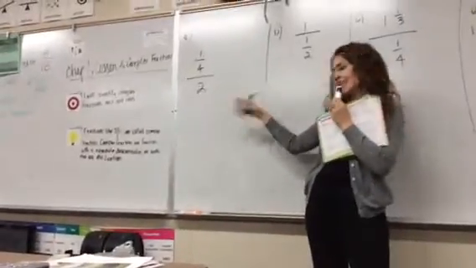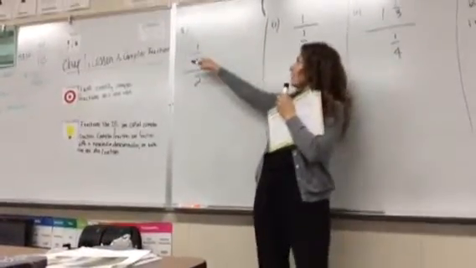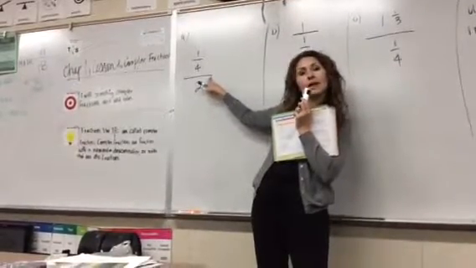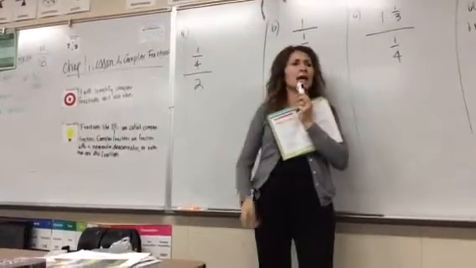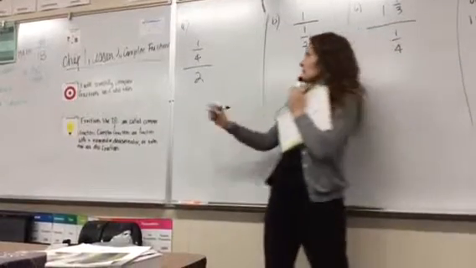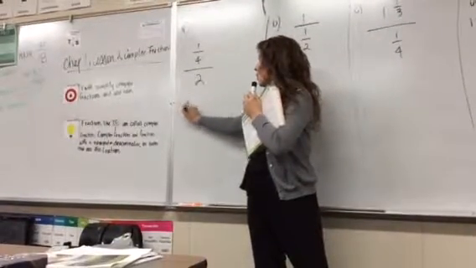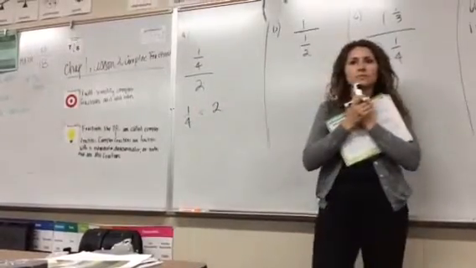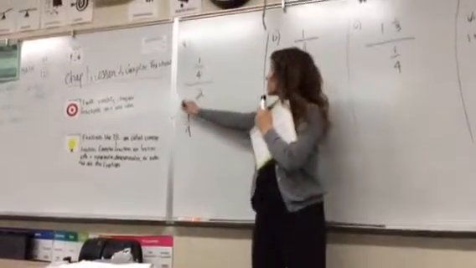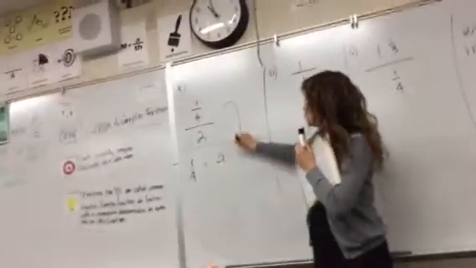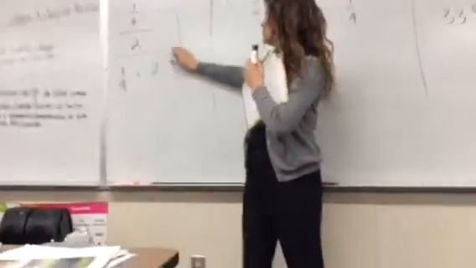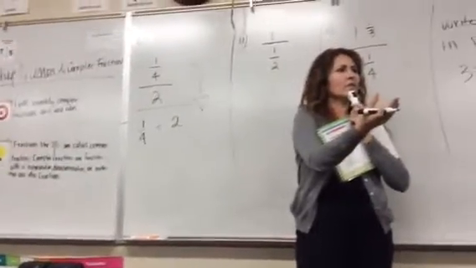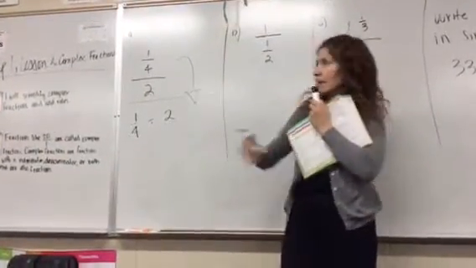Right here, it says 1/4. There's a fraction bar, so that means divided by 2. How would that look? It would look just like this: 1/4 divided by this whole number 2. You see how I switched that into that? Where did I get the division sign, Miss Munoz? Where did you get that division sign?